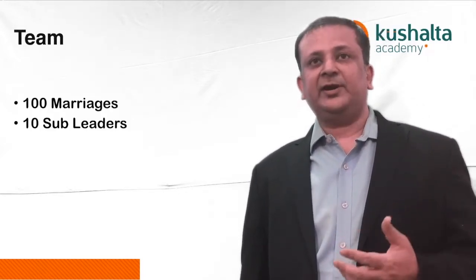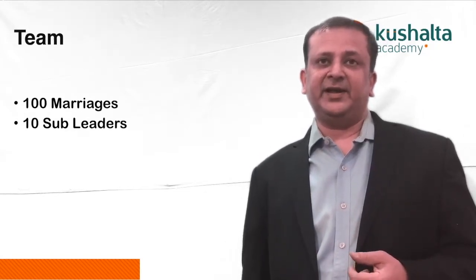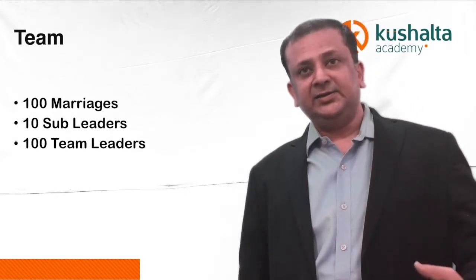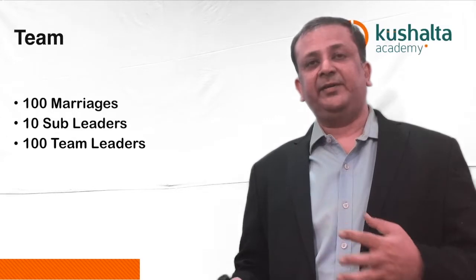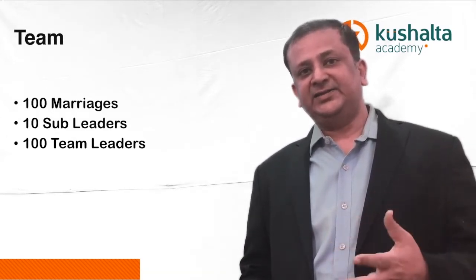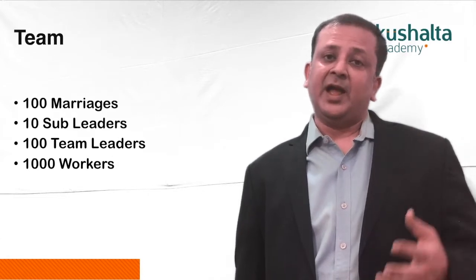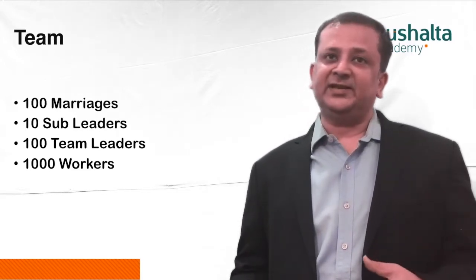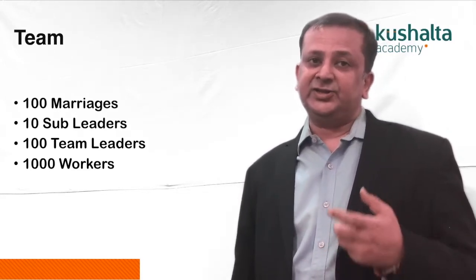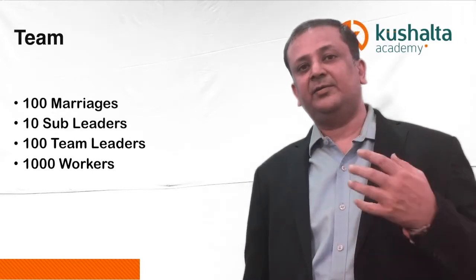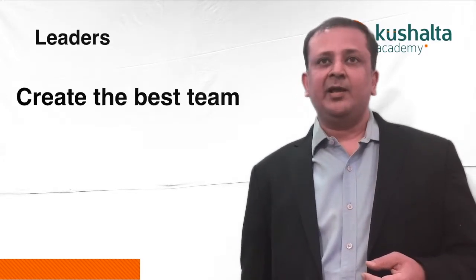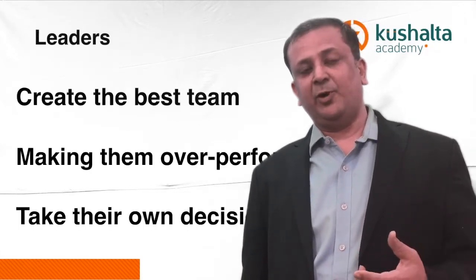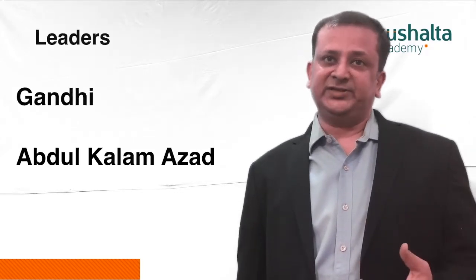If we take the example of 100 marriages, we require 10 sub-leaders, people who directly report to us. They in turn would have team leaders. So every marriage would have one team leader, and 10 such team leaders would be managed by a sub-leader. And each of these team leaders would have around 10 workers under them to look after the various aspects. So to manage 100 marriages, we require a team of around 1100 team members. And so the function of leaders is that they create the best team, they make them overperform, and they empower them to take their own decisions.